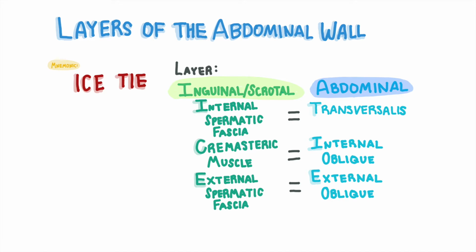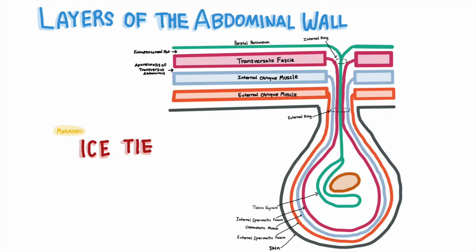Similarly, the C stands for cremasteric muscle, which derives from the internal oblique of the abdominal wall, and E stands for the external spermatic fascia, which is derived from the external oblique of the abdominal wall. You can see this in the diagram where you see layers of the abdominal wall being renamed as it enters the inguinal canal and forms a wall of the inguinal canal and of the scrotum.